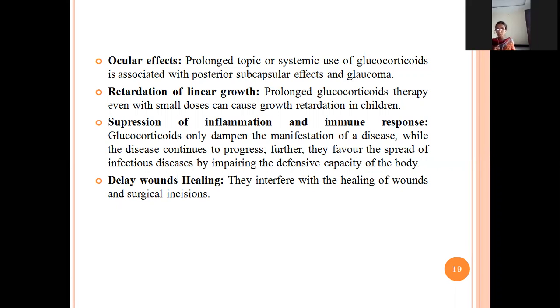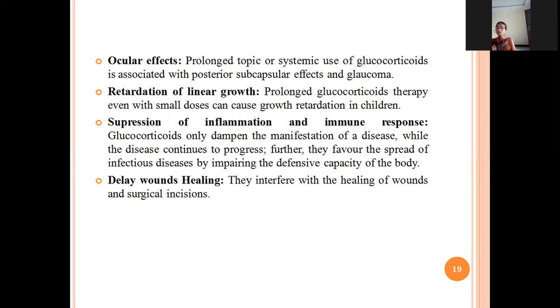Next, suspension of the inflammation and immune response. The glucocorticoids only suppress the manifestation of the disease while the disease continues to progress. Further, they favor the spread of infectious disease by impairing the defensive capacity of the body. If the person is suffering from any disease, it will increase the speed of spreading of the disease, but it will reduce the protection of the body against the disease. So the capacity of the disease will be increased.